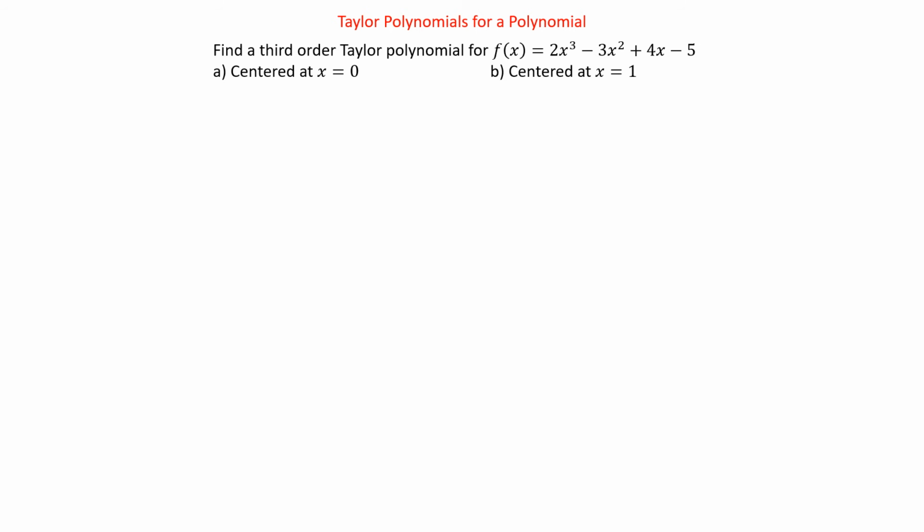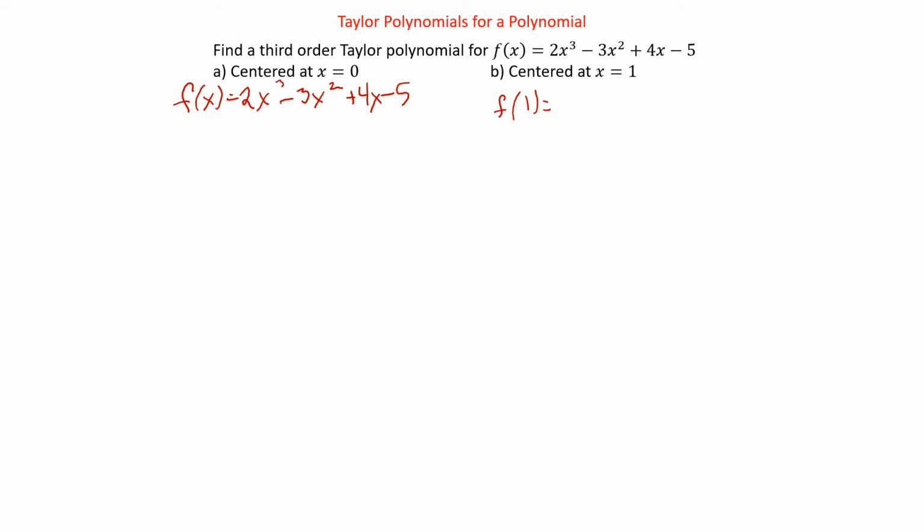So find the third order Taylor polynomial for this polynomial. We found Taylor polynomials for other things that are not polynomials. Well, what about for a polynomial? The nice thing, centered at x equals 0, it's just f of x. It's 2x cubed minus 3x squared plus 4x minus 5. That is the Taylor polynomial centered at 0. So centered at 0, it doesn't actually change at all. Centered at something else, we just need to find the pieces.